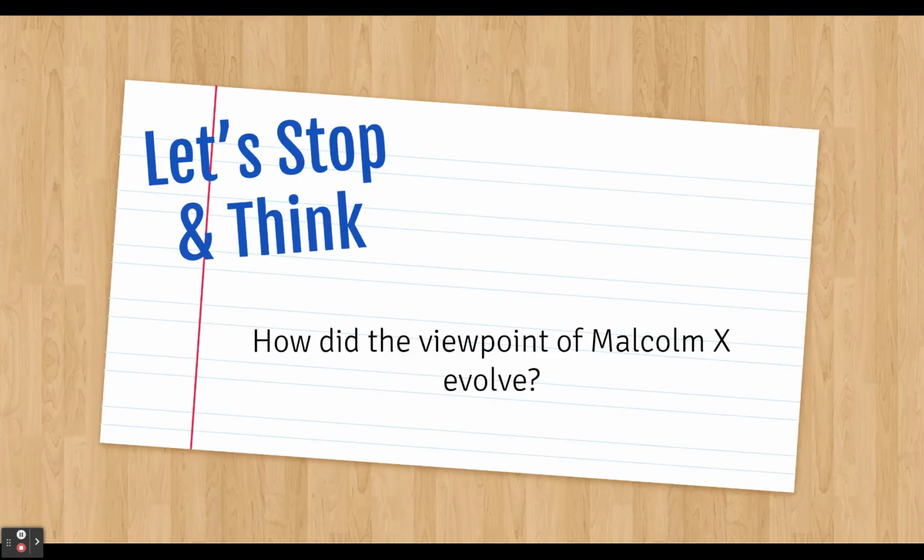So let's stop and think. How did the viewpoint of Malcolm X evolve? So we see him first advocating this separatist point of view. Let's blame the white community. We cannot work together. But as he becomes more involved with his faith and learns about more diversity within his own religion, his viewpoint changes and he realizes that yes, it is possible for people of different skin colors to work together. And so he begins to preach that message. But unfortunately, he was killed before that message could be more proliferated.